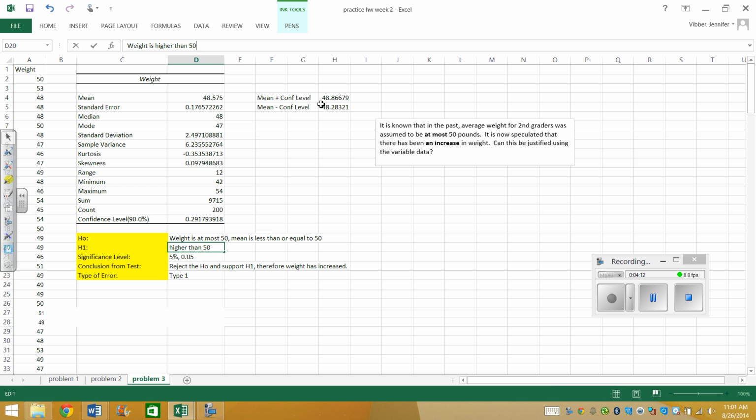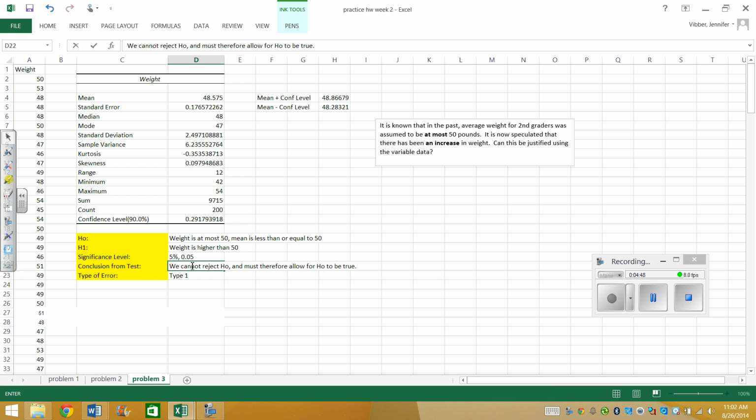Now I want to look at this and say, okay, is 50 in here? No. What kind of numbers are these? Are they more than 50 or less than 50? Well, 48 is less than 50. So does that mean there's been an increase in weight? Well, no, because these are less than 50. So whenever that happens, whenever your null hypothesis is supported, you can say that we cannot reject H sub 0 and must therefore allow for H sub 0 to be true.